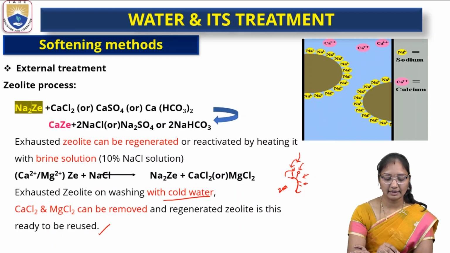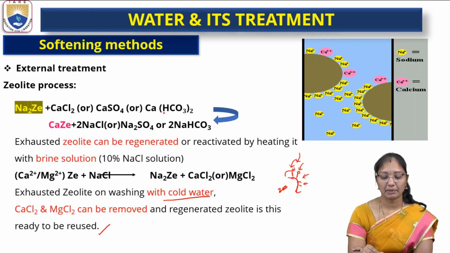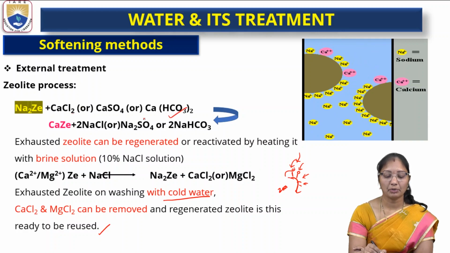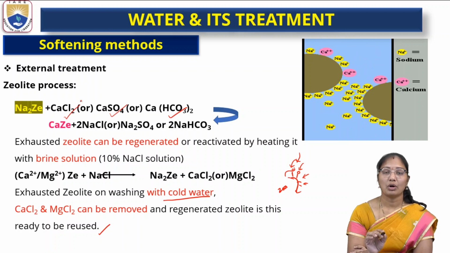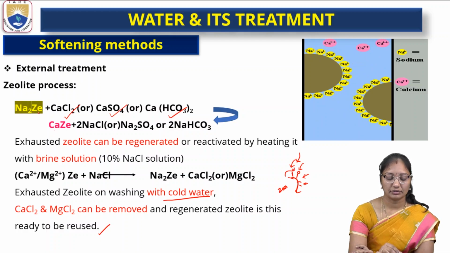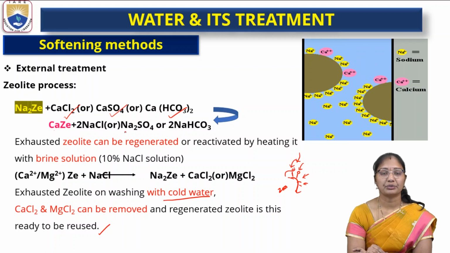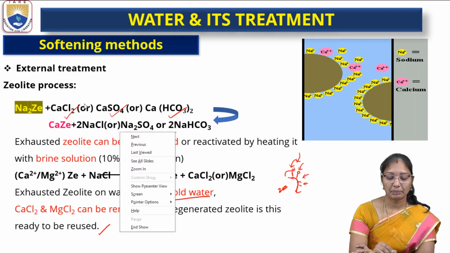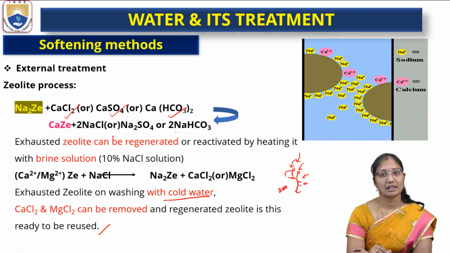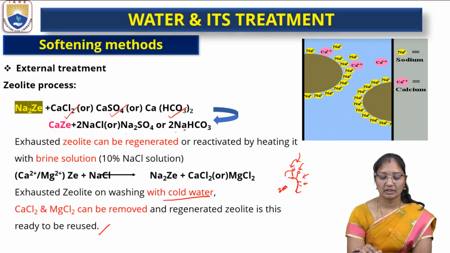So here the reaction is sodium zeolite plus calcium chloride or calcium sulfate or calcium bicarbonate, because we don't know which form it is present in the hot water. It may be the carbonate form. So bicarbonate form, carbonate form, sulfate or chloride. Whatever it may be, the calcium from these sources gets attached with the zeolite, then sodium chloride or sodium sulfate or sodium bicarbonate forms. Depending upon the source, all these three will form. If it is a chloride compound, sodium chloride is formed. If it is a sulfate compound, sodium sulfate is formed. If it is a bicarbonate, sodium bicarbonate will form.